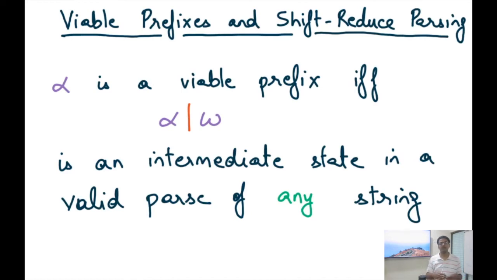So that's why I say that it's a best effort algorithm. There's no algorithm that can do this for all possible grammars. But for many grammars, this kind of filtering of what is a viable prefix and what is not helps us resolve shift-reduce and reduce-reduce conflicts.